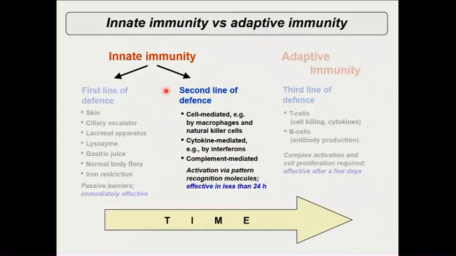Okay, now we come to the second line of defense. Now it gets a little more complicated. So that is mediated, for example, by cells that are always present. And I name a few, macrophages and natural killer cells, and I will discuss them in separate slides later. There are also cytokines. Cytokines are proteins that have messenger functions.